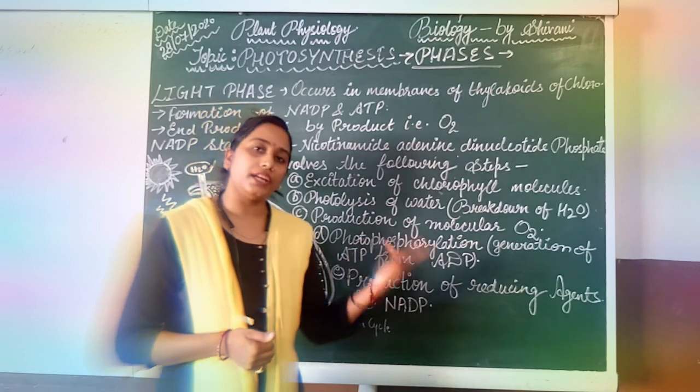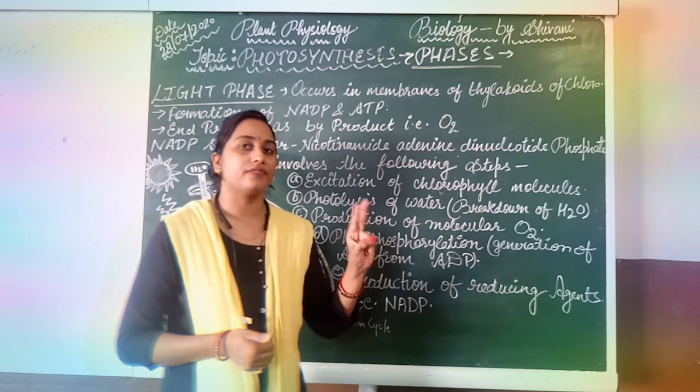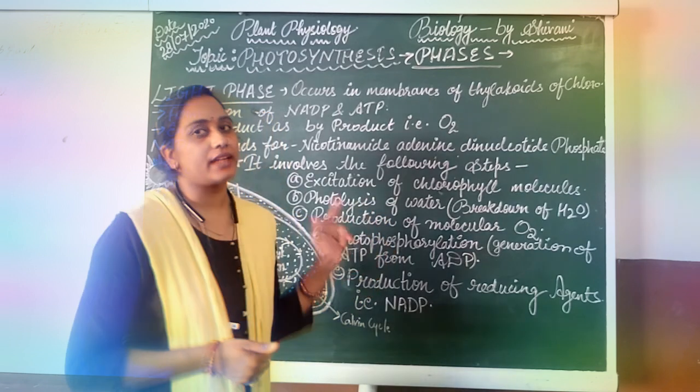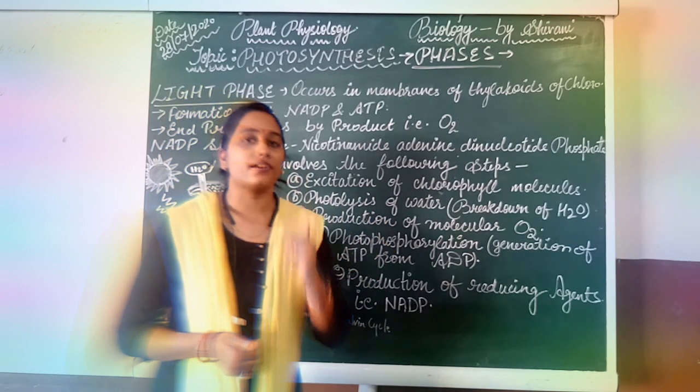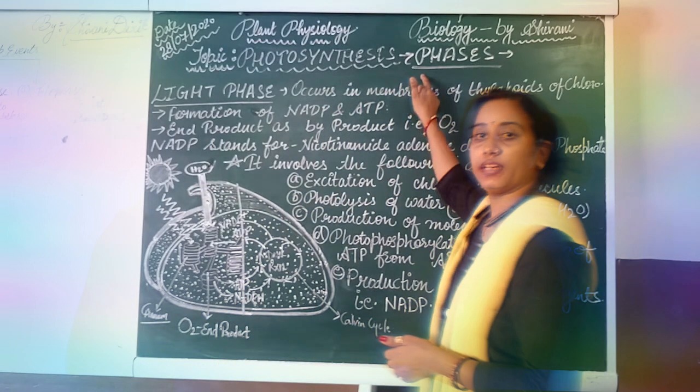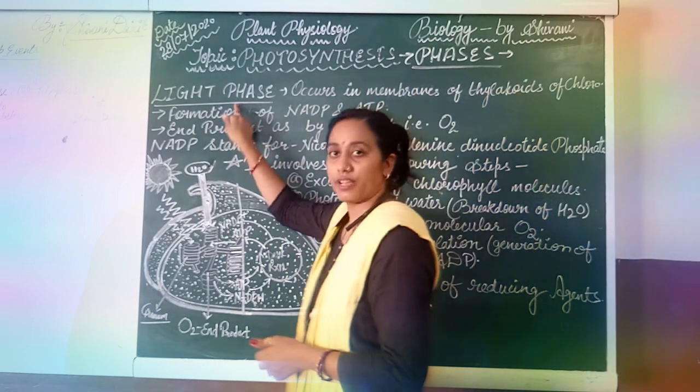As we already know, photosynthesis has two phases. The first phase is called the light phase and the second phase is called the dark phase. So in this video we will discuss phase number 1, that is the light phase.